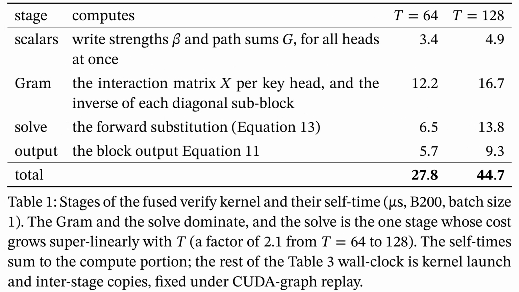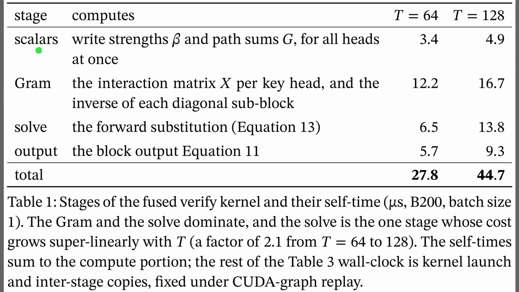Table 1 breaks down the processing stages of the fused verification kernel, which is a customized program that runs multiple mathematical operations together on a processor to save memory transfers. The columns compare a tree size of 64 against a larger tree of 128. Most stages scale moderately, but the solve stage in particular displays superlinear scaling, growing by more than double when the tree size is doubled. Ultimately, the total execution time remains highly efficient, requiring only 28 microseconds for the smaller tree and 45 microseconds for the larger one.